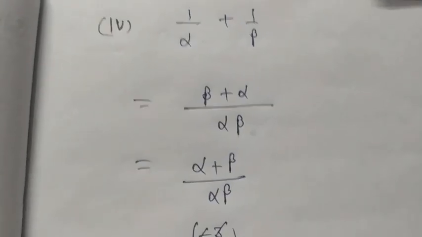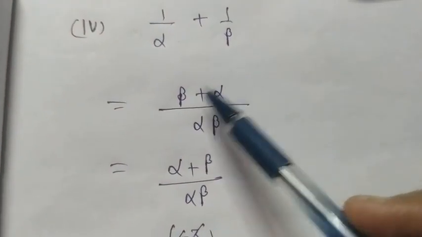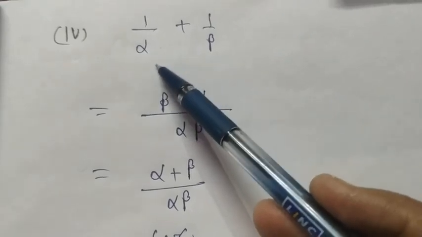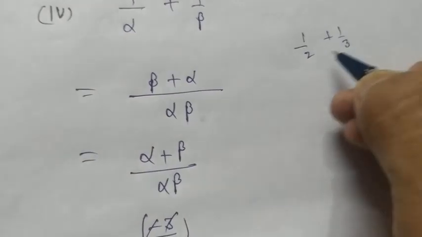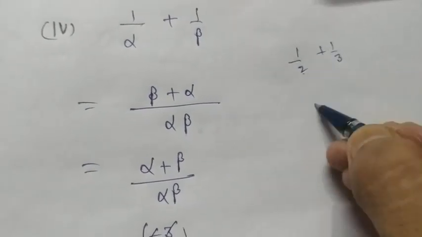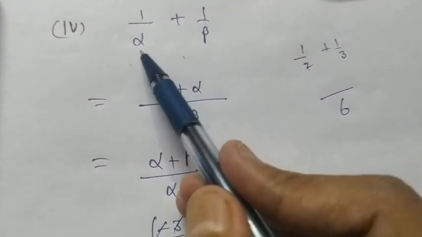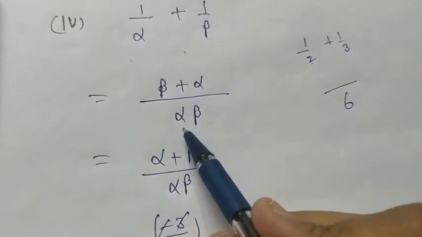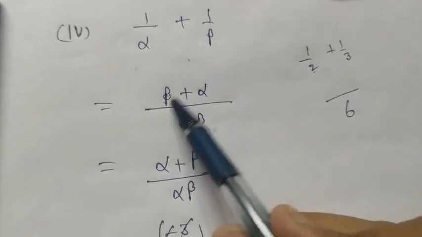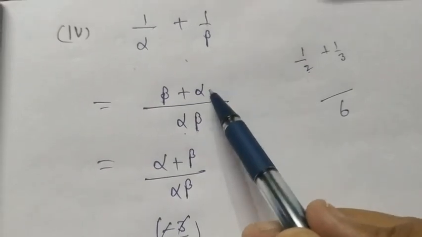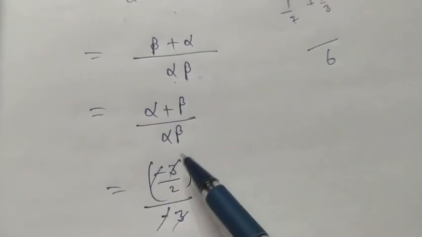Okay, now fourth question, that was 1 upon alpha plus 1 upon beta. See, when we have to solve this type of question, what do you do? Suppose 1 upon 2 plus 1 upon 3. So what will be the LCM? The LCM will be 2 into 3, that is 6. Same in this type also. 1 upon alpha plus 1 upon beta. The LCM will be alpha into beta. So alpha into beta I have written. So when you solve it, here will come beta plus here will come alpha. Now write in the sequence. So it will become alpha plus beta upon alpha beta.